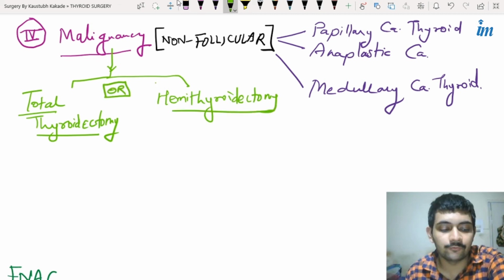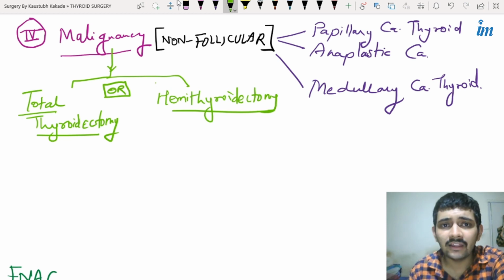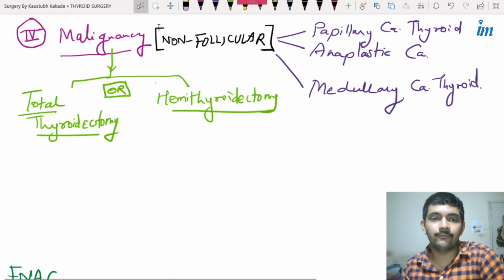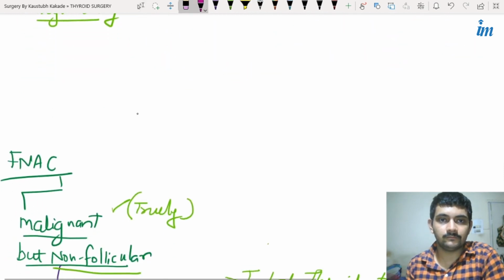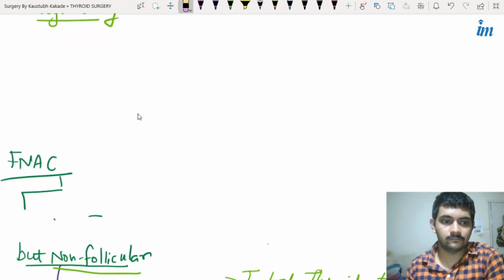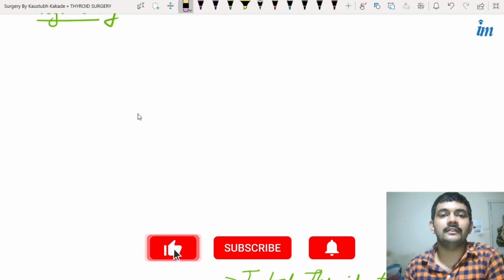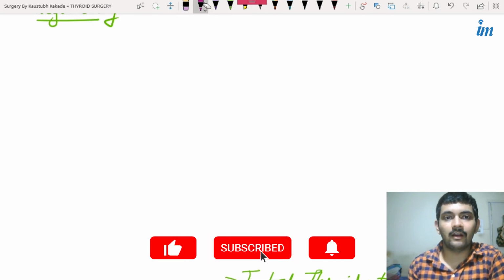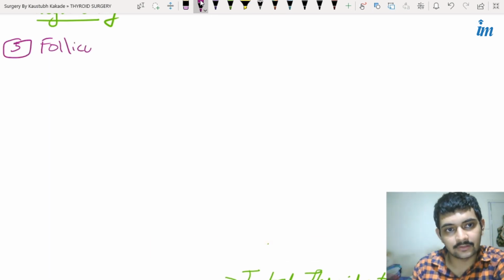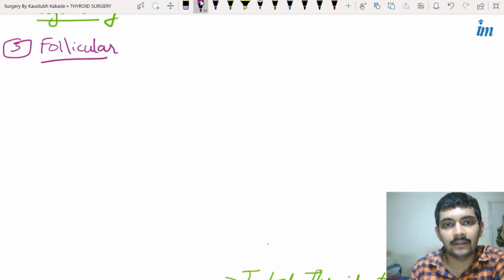If it comes to be a non-follicular component, right? Now, there is the possibility of one more variation over here. The variation that is possible is going to be a follicular one. You are having a follicular pattern, that is, the cells are arranged like in a follicle, in an FNAC as well.